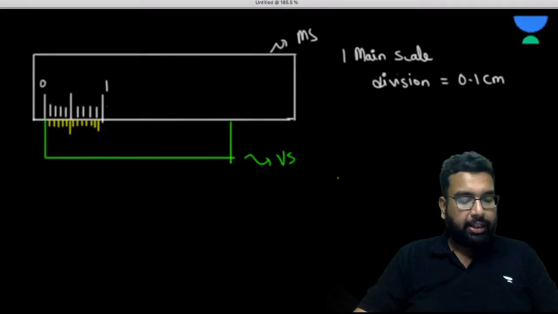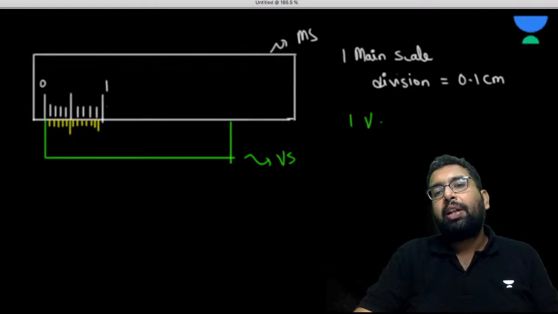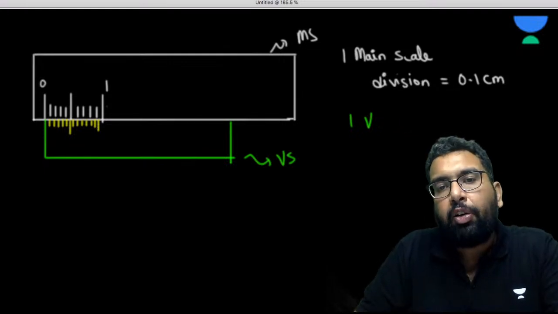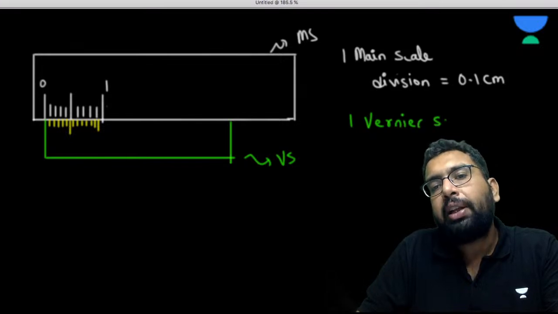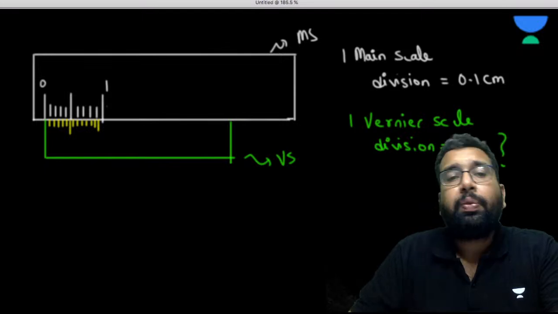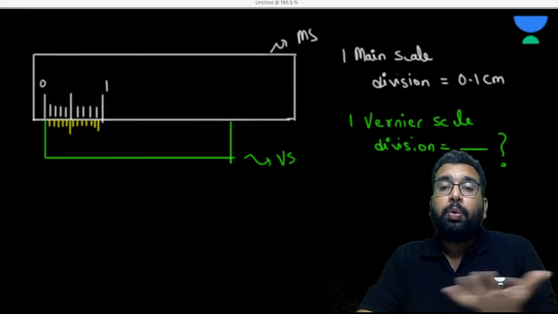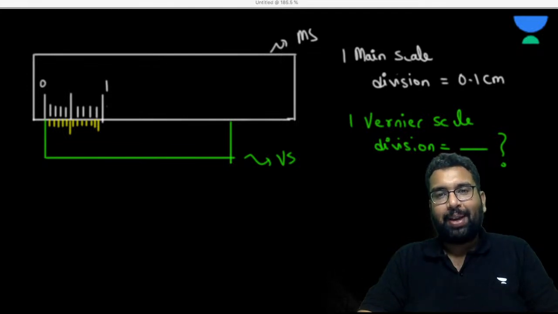Now, the question is, what is one vernier scale division? I'll write VSD just once, and afterwards I'll use MSD and VSD. So one vernier scale division is equal to what? We don't know, because it is not mentioned whether it is in centimeter, in mm, or in what unit. So we don't know what the vernier scale division is.